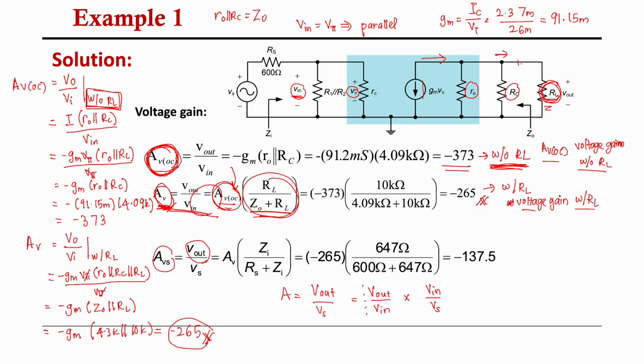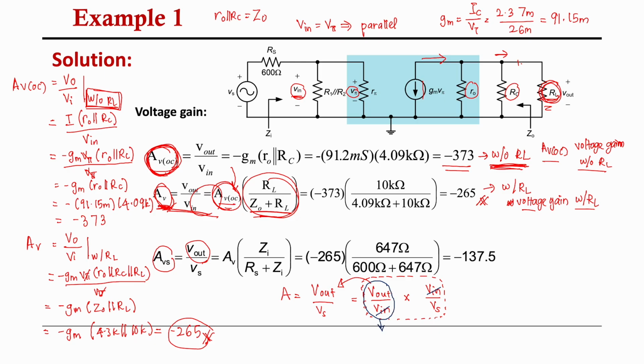If we use this formula, do we get this? Yes, right? Because this V in and this V in can be cancelled out of each other. So that's why we are using this. Why? Because we have this value, V out over V in.